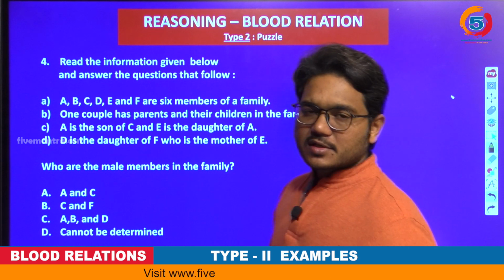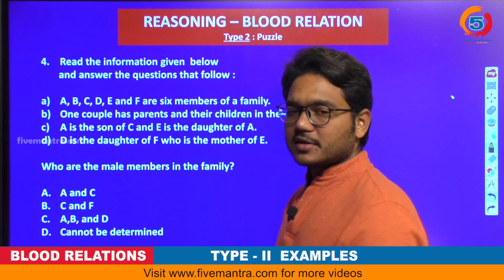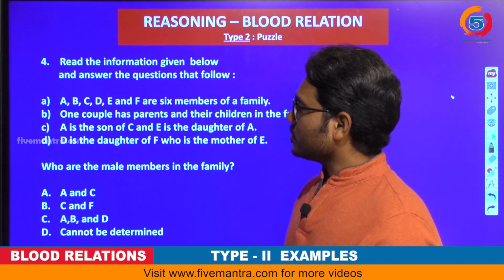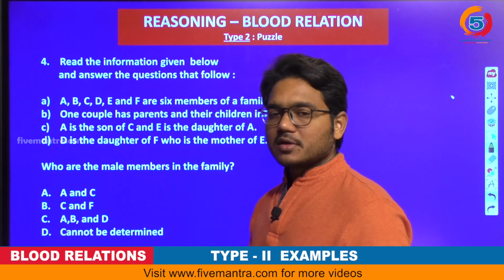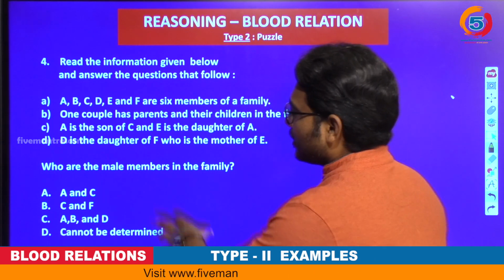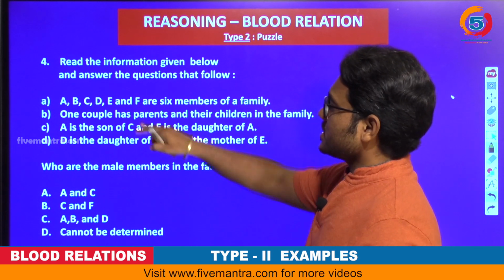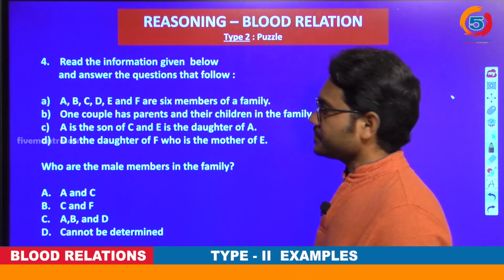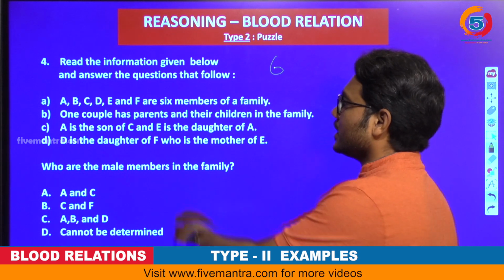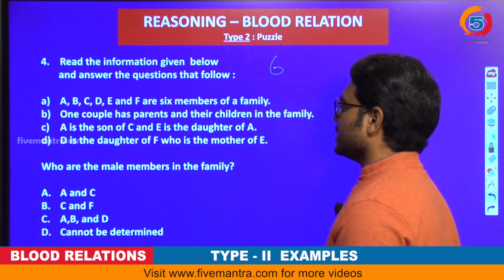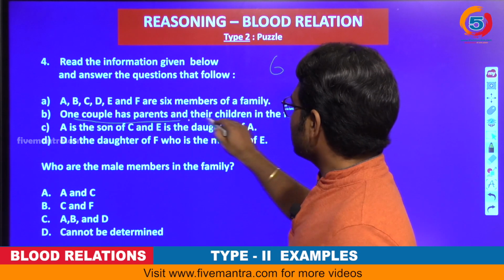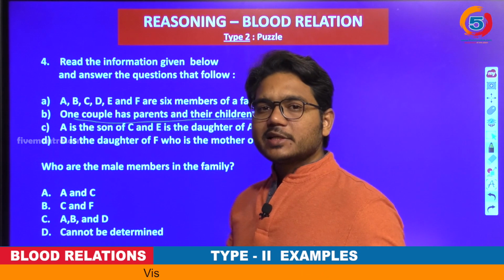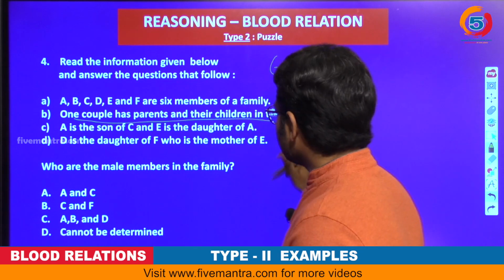So this is another question now, another model in fact. Try to observe. So what are the statements given? We will draw the relationship tree, then we will solve these questions. Then what is the first statement given? 6 members of a family, one couple has parents and their children in the family. So it is obvious. This statement gives you the skeleton of this particular tree.